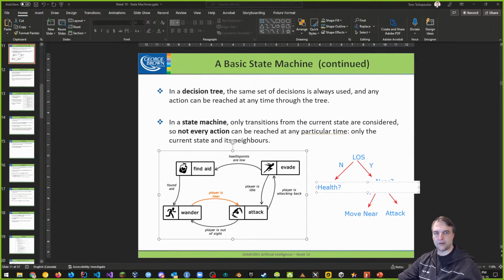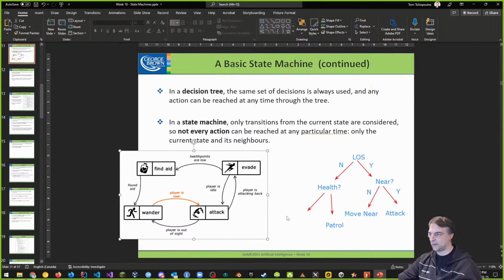So what do I want to do if my health is low? If my health is good, I want to do the patrol action. So let's put that down here because I can't fit it in. So maybe I want to patrol. If I don't have good health, then I want to find aid. And let's just kill this and move this over a little bit so we can give ourselves some more chance to think about this. So if I don't have health, then find aid.